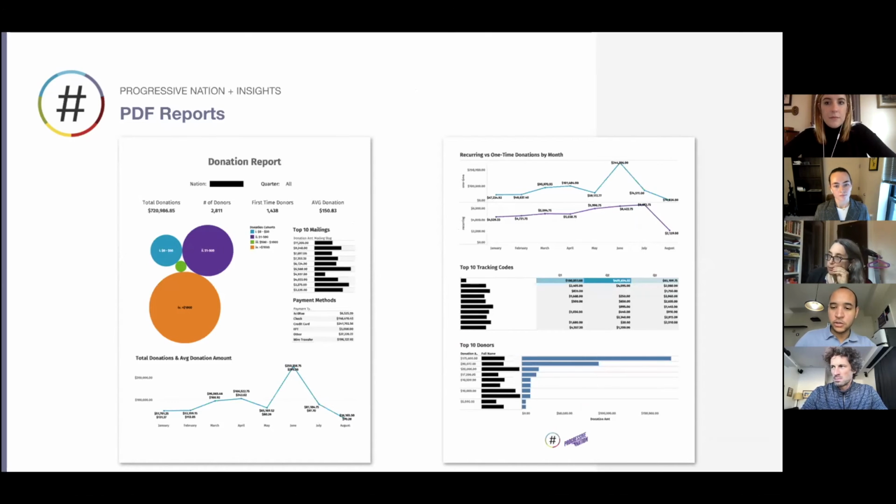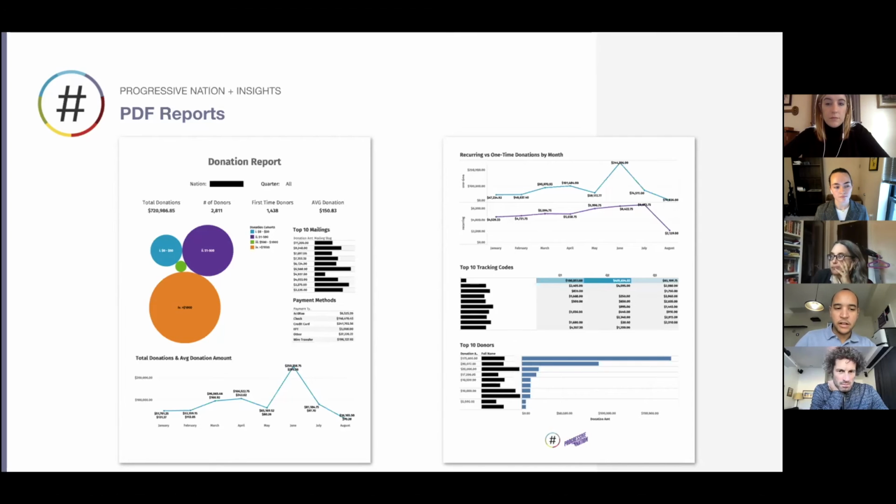So this is a 2-page PDF, and this is an example of one of our standard reports here at Progressive Nation, not NationBuilder. It's just a donation report, so it goes over, high level, the total number of donations, the number of donors, first-time donors, all that type of stuff, the average donation.